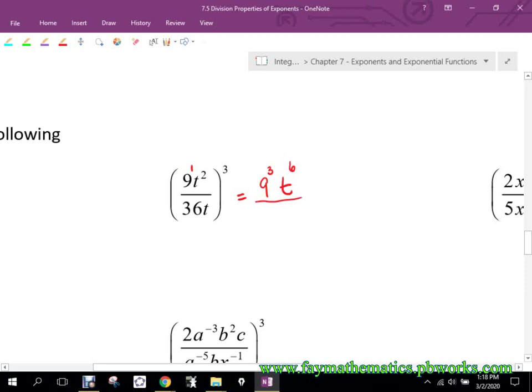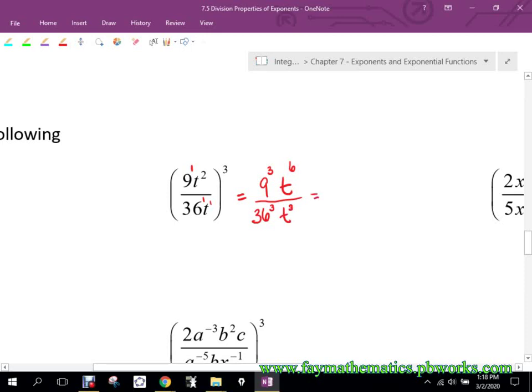Now what's the exponent for 36? 1. 36 to the third. Yep. And this t is going to be to the first power. So 36 to the third, and t to the third.